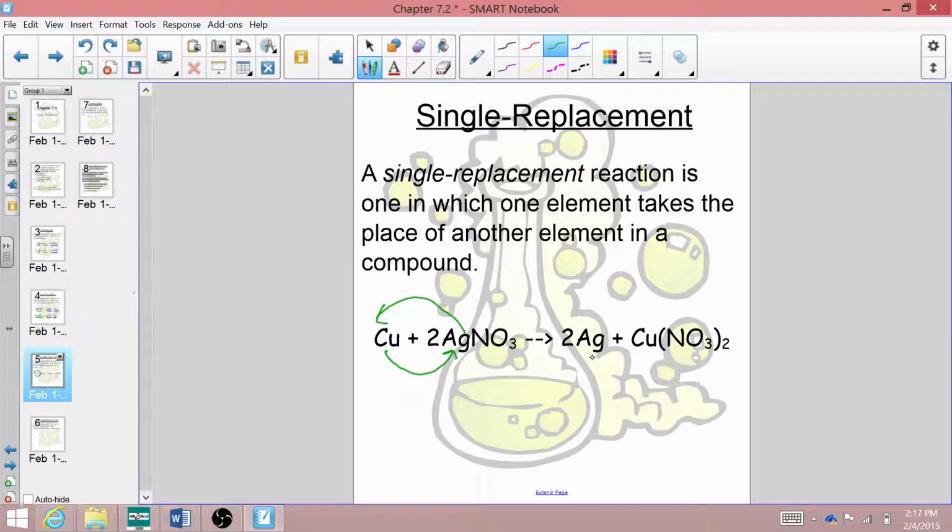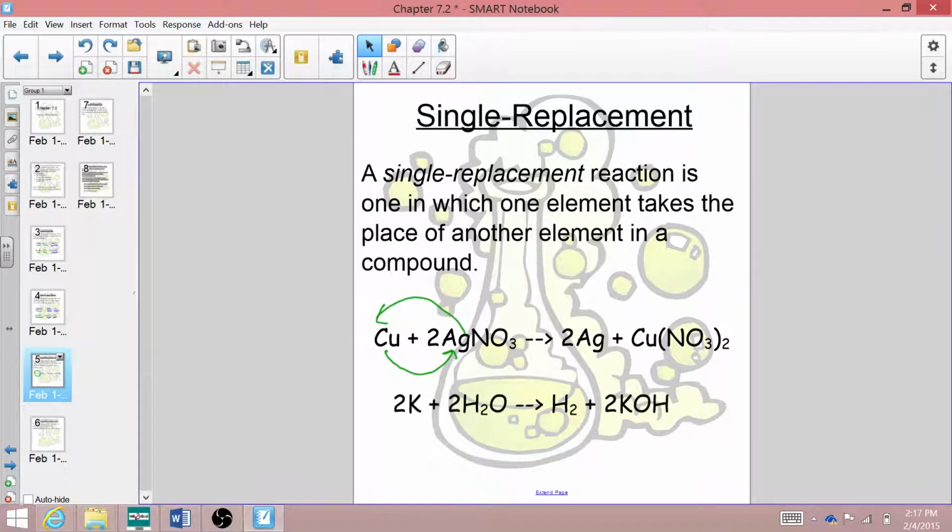That's exactly what happens when we look at our products. Now copper is the thing that is bound to NO3, and Ag is free. So in a single replacement reaction, one thing is replaced. Single replacement.